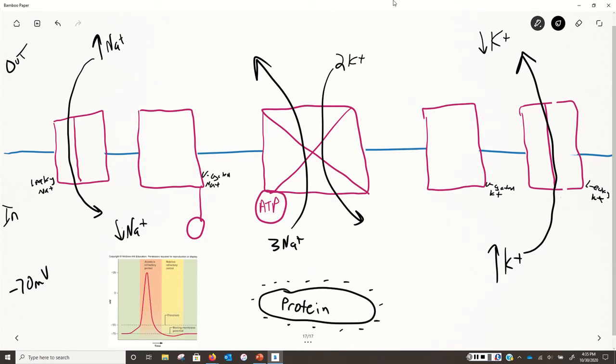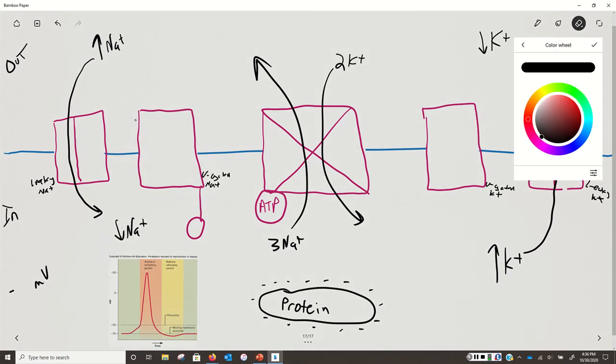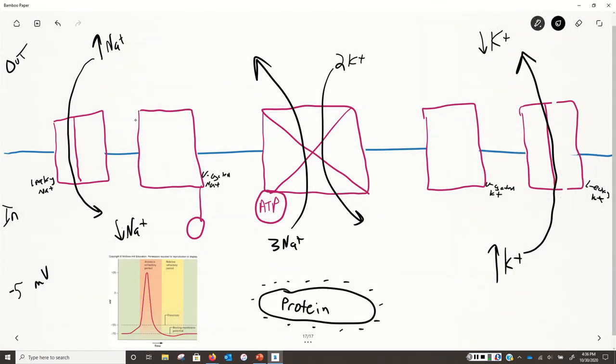Something happens that causes this negative 70 millivolts to start to rise. It goes from negative 70 up to negative 65. Maybe it gets to negative 60. And if that's as high as it gets, nothing at all happens. But if it keeps going, if it gets to negative 55, then there's no stopping everything that comes next. If we get to negative 55, this number is called threshold.